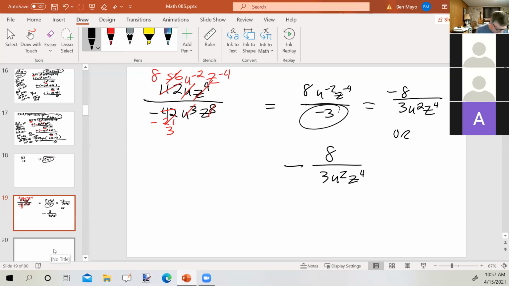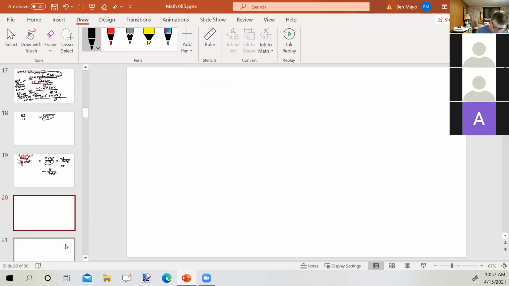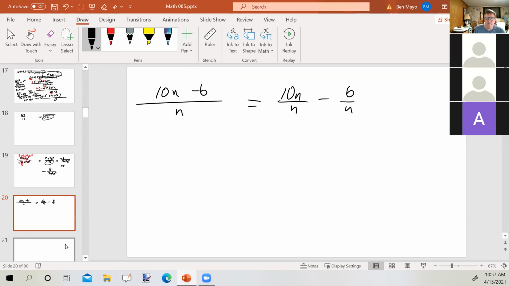Let's say I've got a polynomial, in this case a binomial, divided by a monomial. So here we're going to split up each term in the numerator divided by the term in the denominator. The first fraction I can reduce n over n to 1, so I get 10, and minus 6 over n. I can't do anything with the 6 over n. Okay with that?